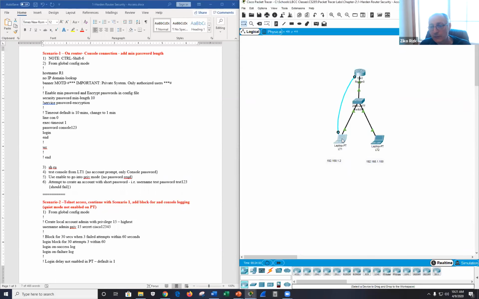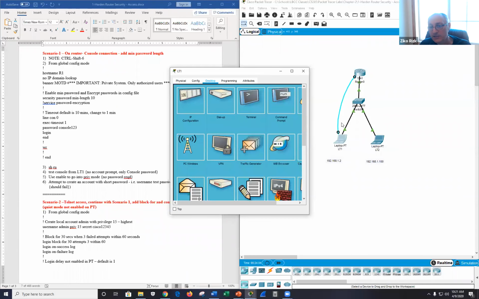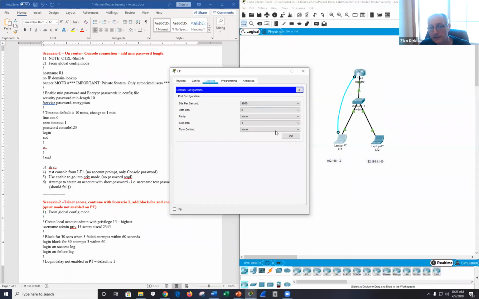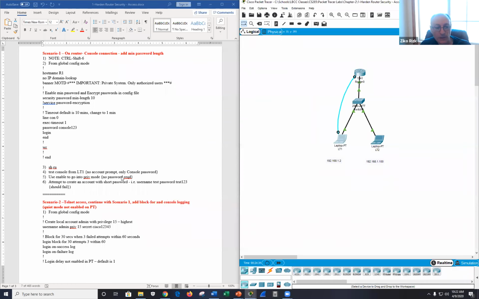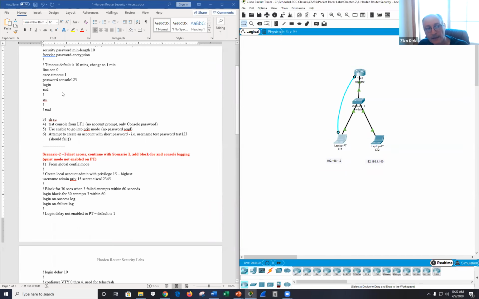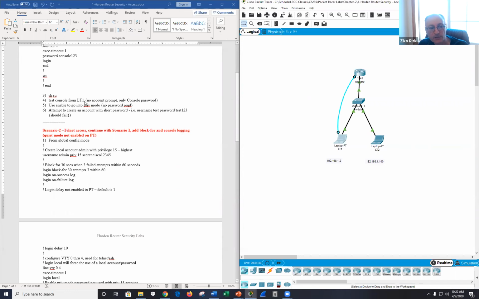So I can go to LT1. And as you can see, I'm connected using a Yoast cable, a serial cable, and TCP IP as well. And this is my terminal emulator that is built into Packet Tracer. I'm going to accept the default, hit enter. And it's asking me for the password, which is console123. And I'm in. And now I can do whatever I want. So let's move down to scenario two, and I will come back and I will re-enable this password encryption.